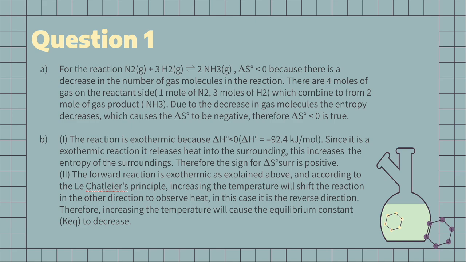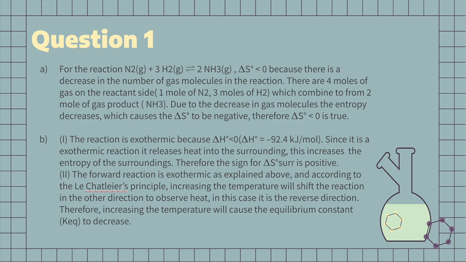The reaction above is also an exothermic reaction. Therefore, the change in enthalpy is less than 0, as the enthalpy is negative 92.4. Since the reaction is exothermic, it releases heat into the surroundings, and this increases the entropy of the surroundings. Therefore, the sign for the change in entropy of the surroundings is positive.